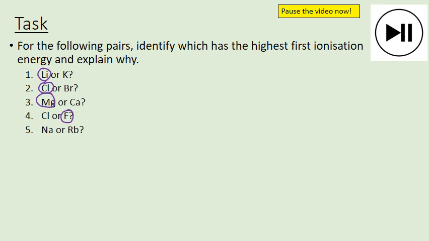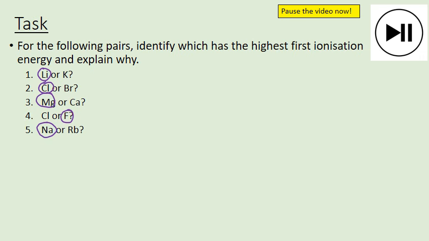And finally, question 5, the answer is sodium. The exact same explanation, because it has smaller radius, it has less shielding, therefore the outer electron is more strongly attracted to the nucleus and more energy is needed to remove it.